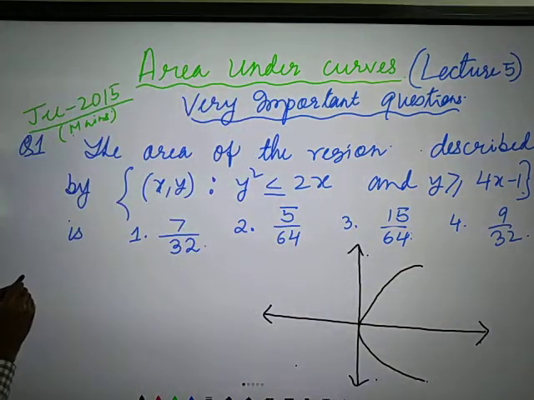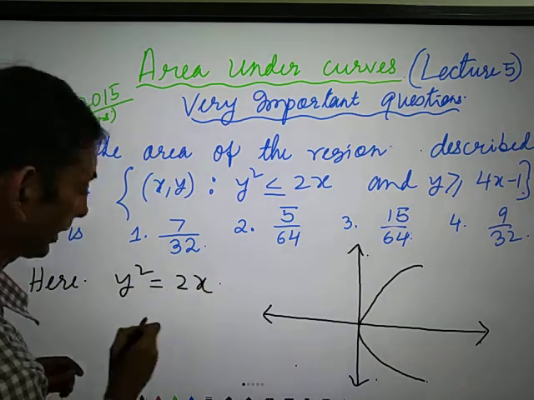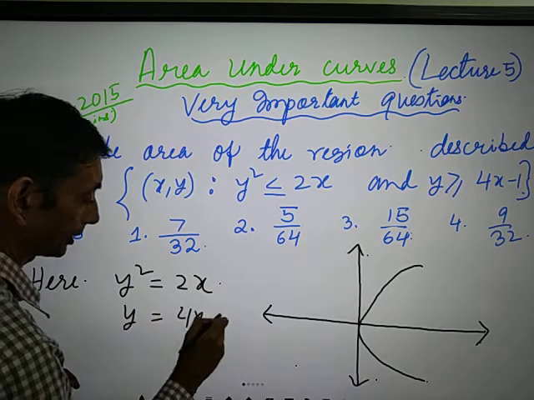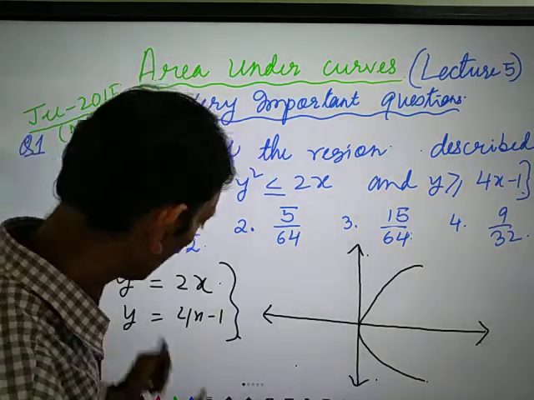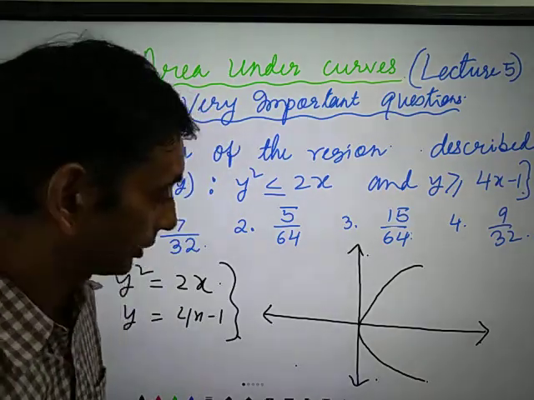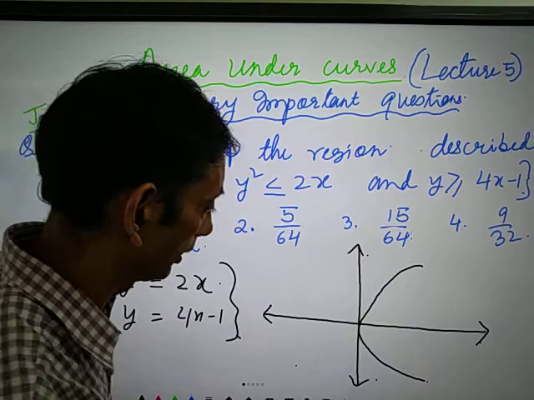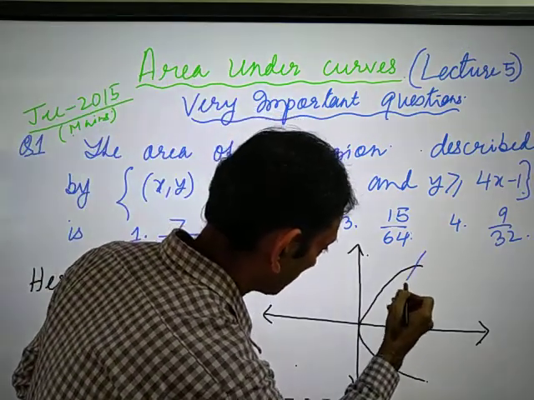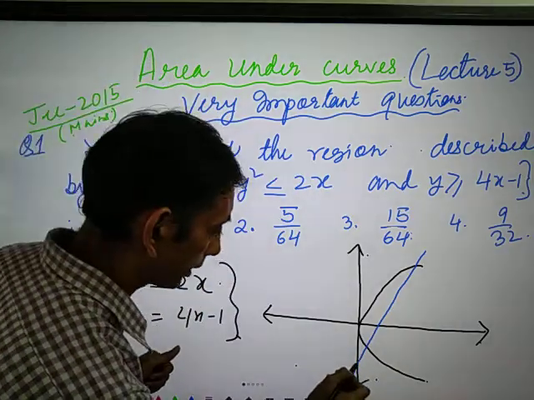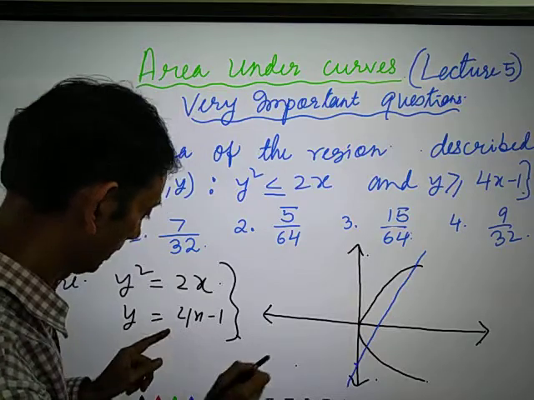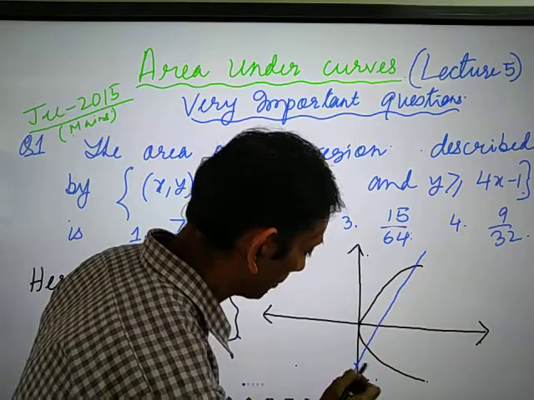Let us first write the equations. The equation of the parabola is y squared is equal to 2x and the line is y is equal to 4x minus 1. Then we'll draw the line y is equal to 4x minus 1 with the help of points. If you put x equal to 0, then y is equal to minus 1. That means the line will intersect the y-axis at minus 1.